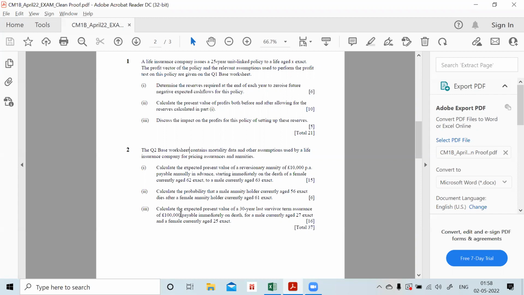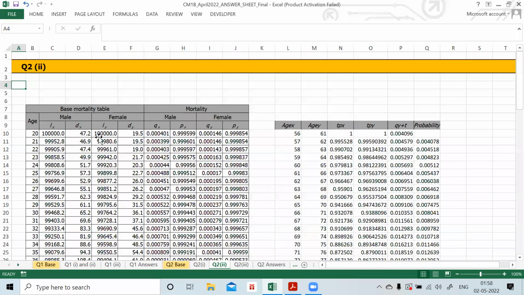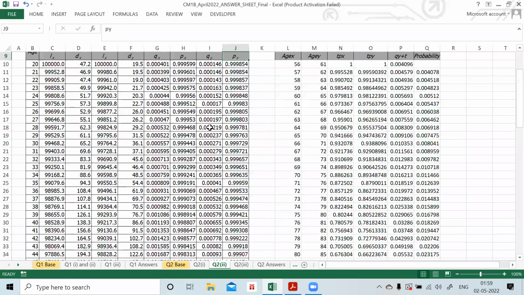Male will die after the female dies. So here again, we can fill this table. It is the same thing since it's an annuity holder. I've just equated it to the previous sheet. Do not need to calculate again.